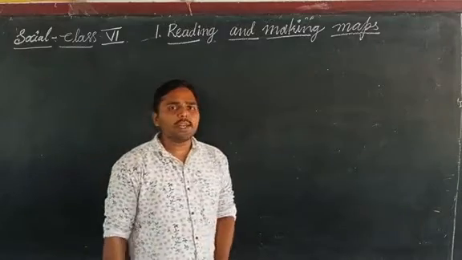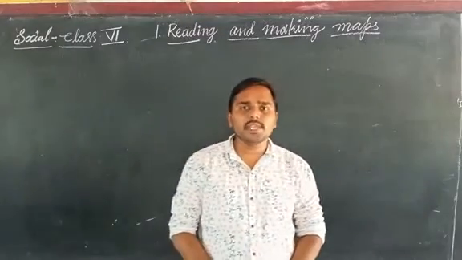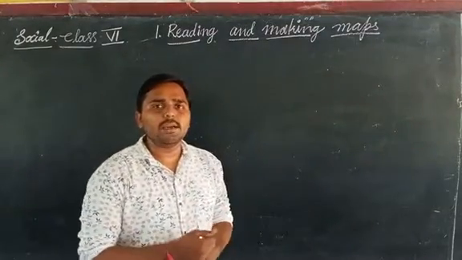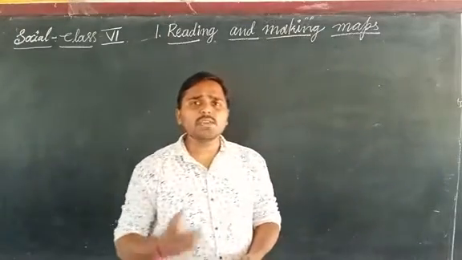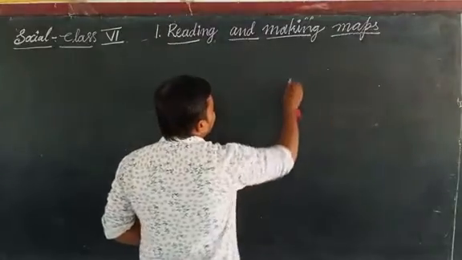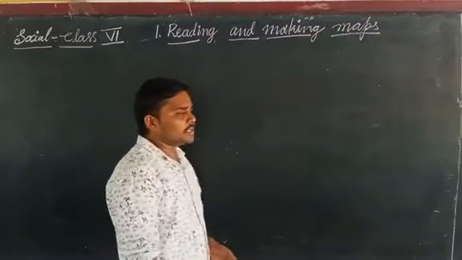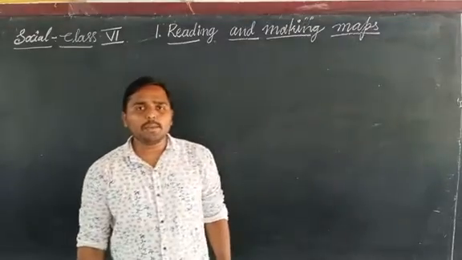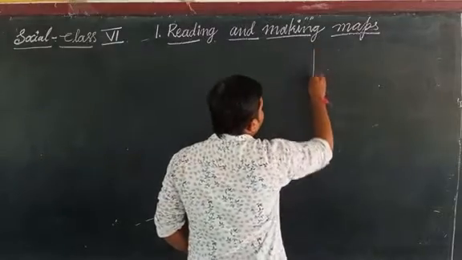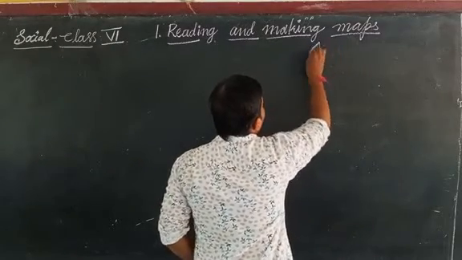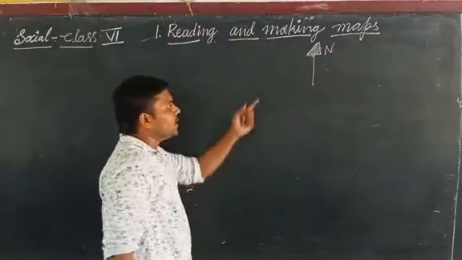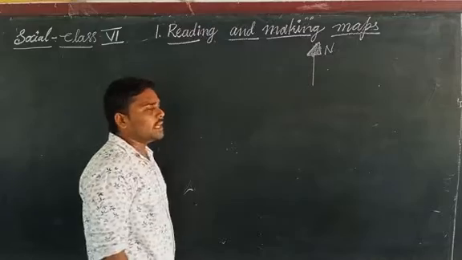Okay. Then how can you observe or read the different types of directions on the map? If you observe the topmost part of every map, the right side of the topmost part, it always shows this symbol. It means it is always showing the north direction.